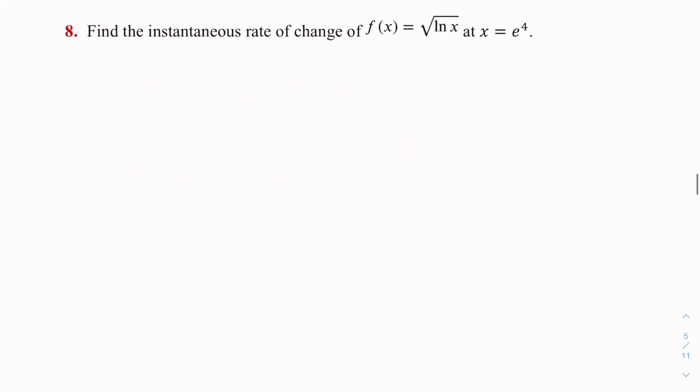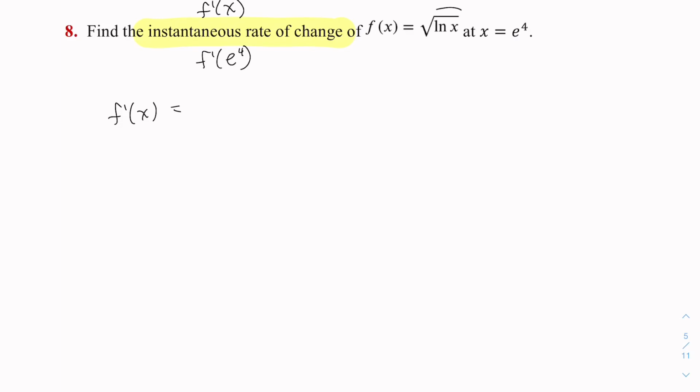Number 8. Find the instantaneous rate of change. Again, translation, we're finding the derivative, or f prime of x. At x equals e to the power 4, so we really want f prime of e to the 4. So let's get started. What should we find first? First, certainly we should find f prime of x.